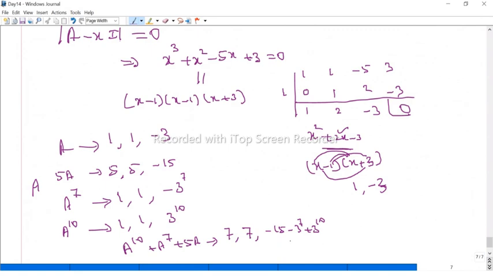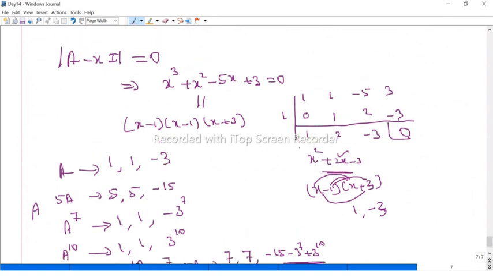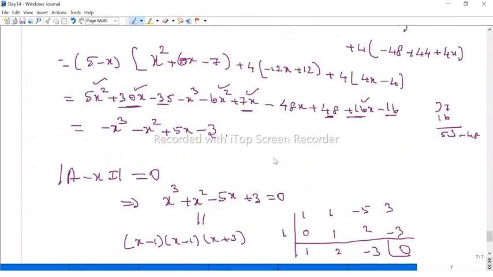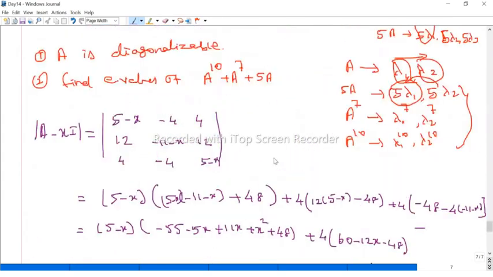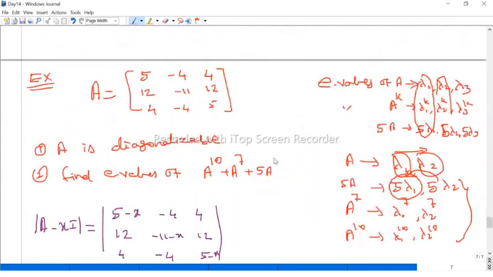Okay, anyway, just to find the values of this, you will get the eigenvalues of this matrix A power 10 plus A power 7 plus 5A. So for diagonalizable, we have to find the eigenvectors. From that, we can conclude that it is diagonalizable. Anyway, we have to show this is diagonalizable.